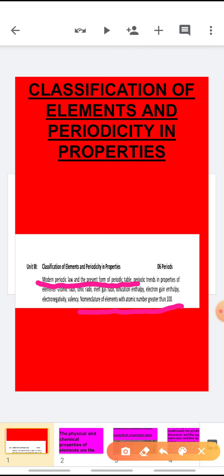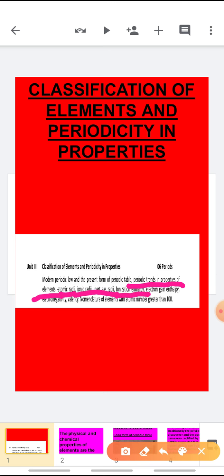So today we are starting with the third topic of the chapter, the periodic trend in properties of elements. In that we have to discuss the atomic radii, ionic radii, inert gas radii, ionization enthalpy, electron gain enthalpy, electronegativity and valency. Children, I know you already know what is ionization enthalpy, what is electron gain enthalpy, what is valency. You have already learned about this in standard 10th.